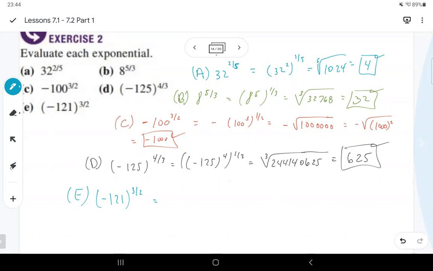Okay, now this is the one we got to be careful about. We would take negative 121 and cube it, and then take that answer to the 1/2 power. Well, no matter what you get here, which I will do just to show you, it's negative 1771561. You cannot have a negative under an even index. So this is not a real number.